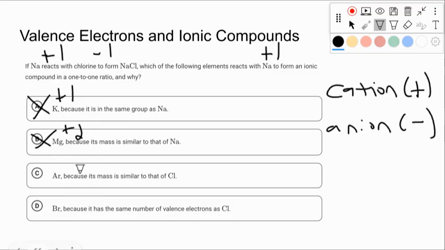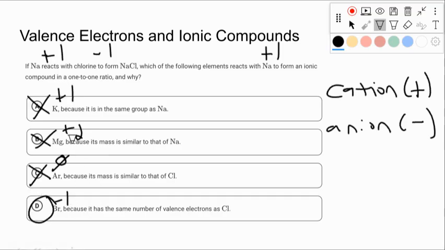Argon. And again, these two that are talking about mass, like I said, I can't think of a single thing in chemistry that we relate back to its mass. It is all the other characteristics, not the mass, that we use to decide what the property is going to be. Well, first of all, argon has a charge of 0 because it has a stable number of electrons. It has 8. It doesn't want to lose any, and so that's not going to bond. Bromine is a negative 1, and it's because it has the same number of valence electrons as chlorine, so this one is going to be correct.